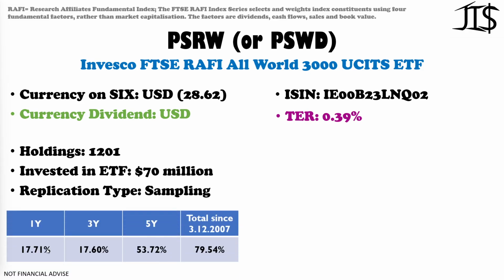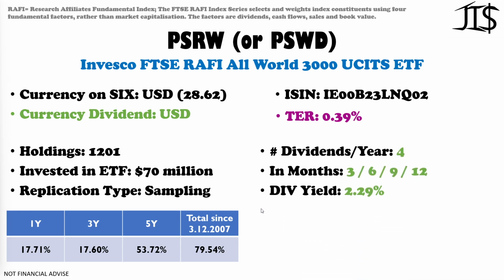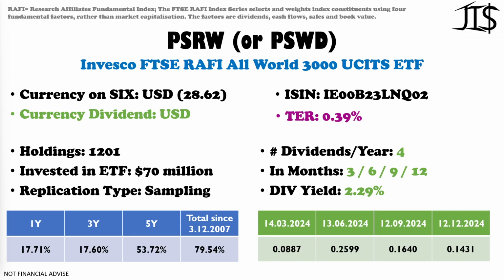And in the past year, it is up 17.71%, and in the past 5 years, it is up 53.72%. It pays out 4 dividends per year, so quarterly, and the dividend yield is 2.29%. And here, the dividends in March are way lower, so the lowest number, then June makes up for that. And if you calculate on average, you get around 0.14 on average every quarter in dividends from this ETF.